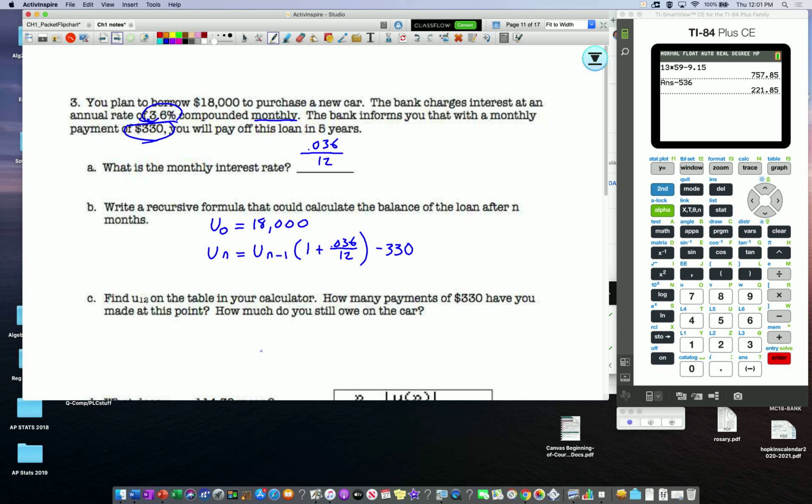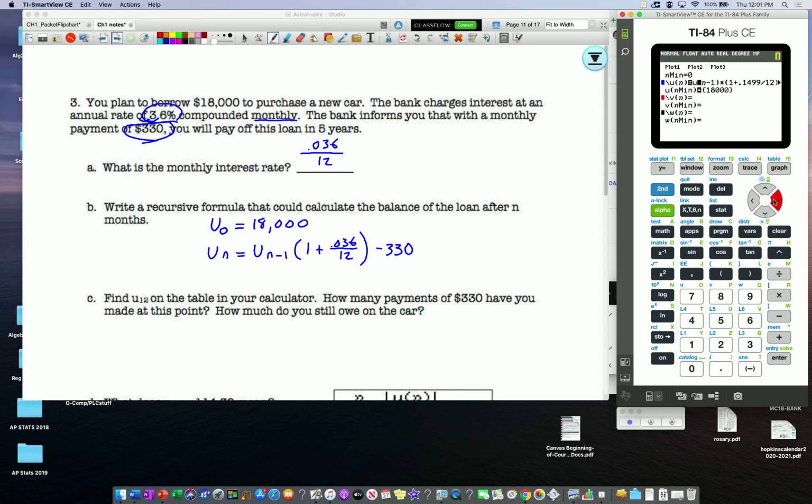How many payments have you made at this point, how much do you still owe on the car? So let's explore that for a second. Let's type this in our calculator. Again, this minimum value at the bottom is how much you're starting with. So in this case, I'm borrowing $18,000.